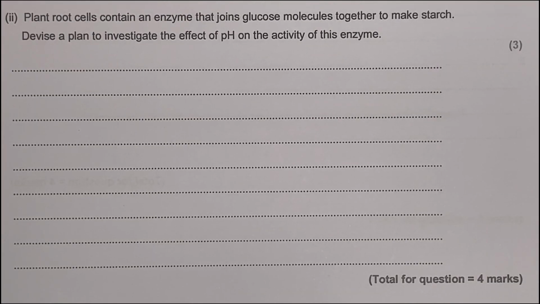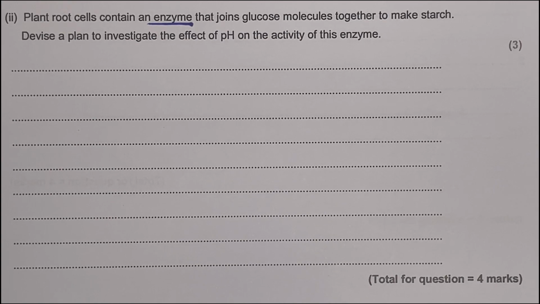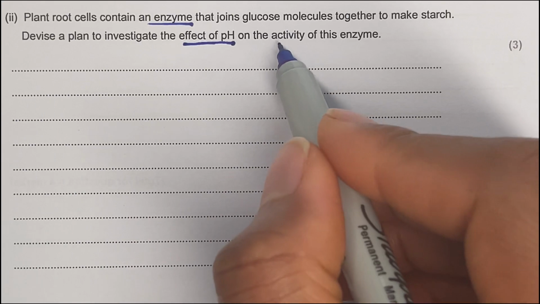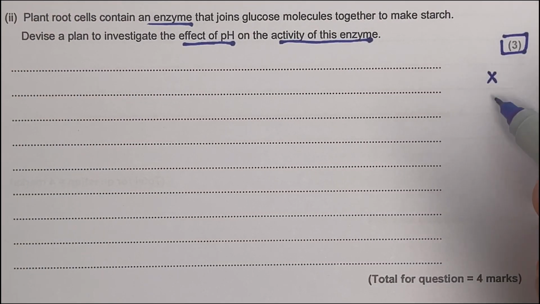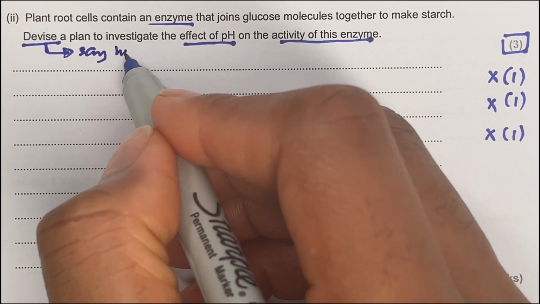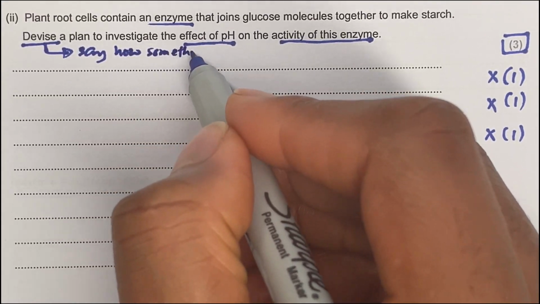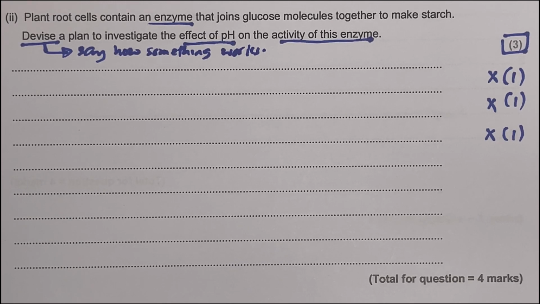Plant root cells contain an enzyme that joins glucose molecules together to make starch. Devise a plan to investigate the effect of pH on the activity of enzyme. Step 1, this is a 3-mark question. So I need to give 3 different steps for my experiment. The command word here is devise. So say how something works. So what step would I use for my experiment?